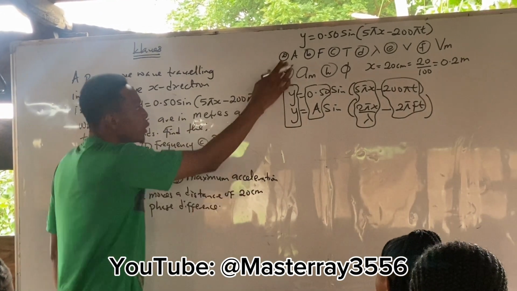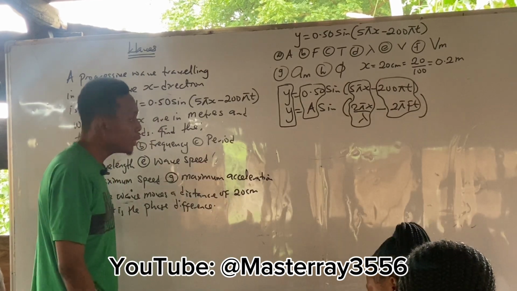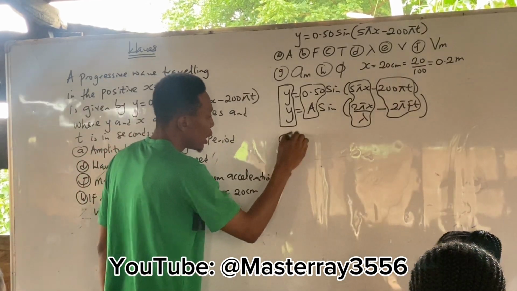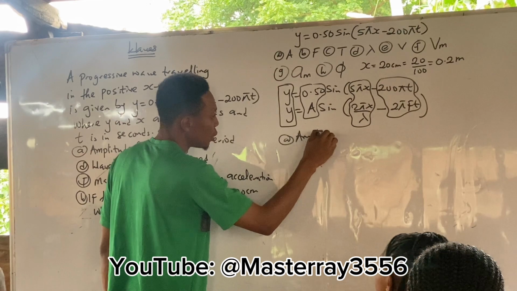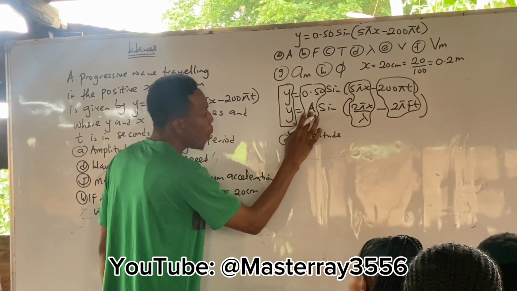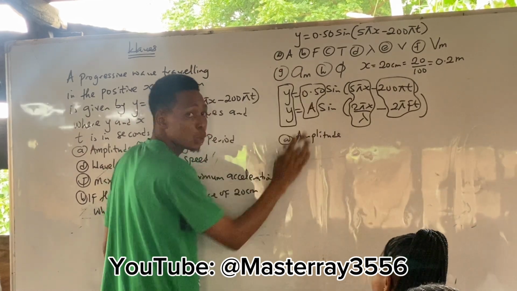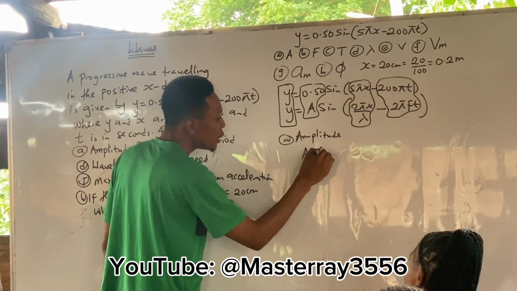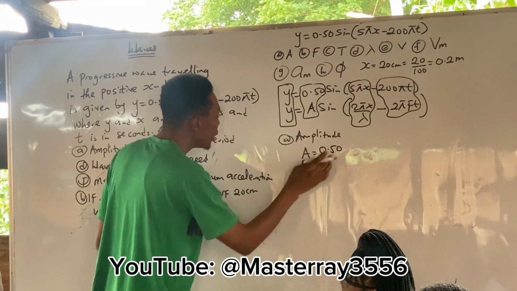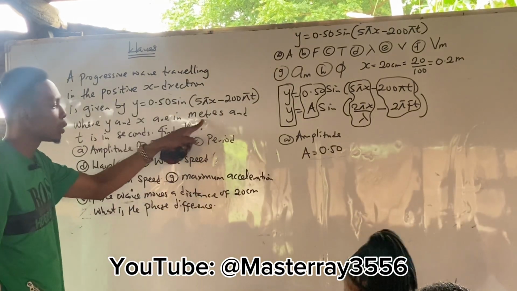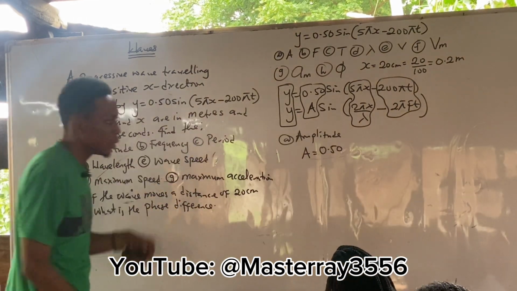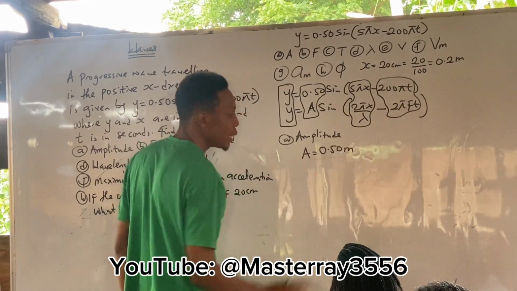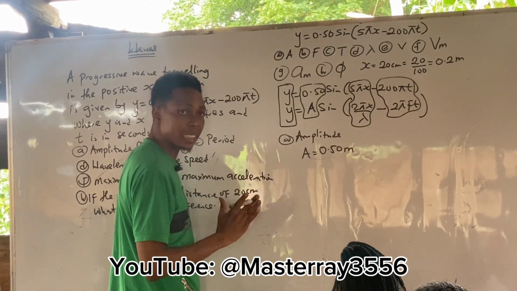Now, for number one, we are asked to look for the amplitude, which is A. If you observe, my amplitude A corresponds to this, which means that A is 0.50, and 0.50 is in meters. So the amplitude is 0.50 meter. That's number one. Hope it's very easy.